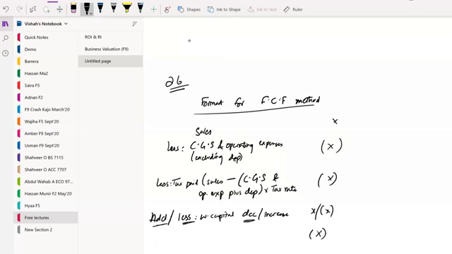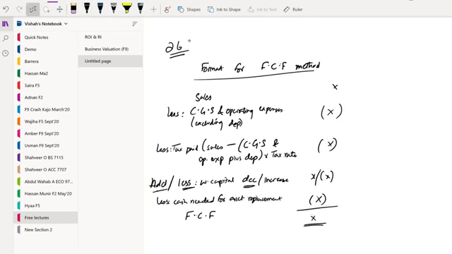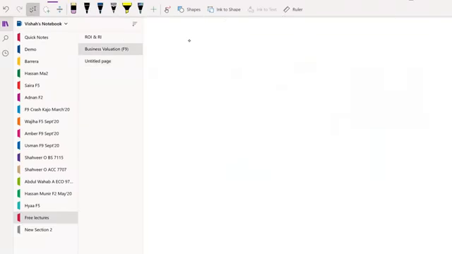Less cash needed for asset replacement. This helps us compute the future cash flows or the free cash flows. And then we use the free cash flow amount in computing the company's value, the business's value, through WACC minus G.